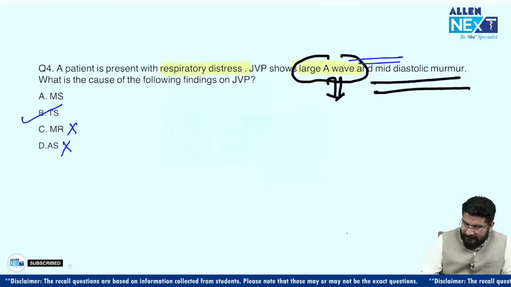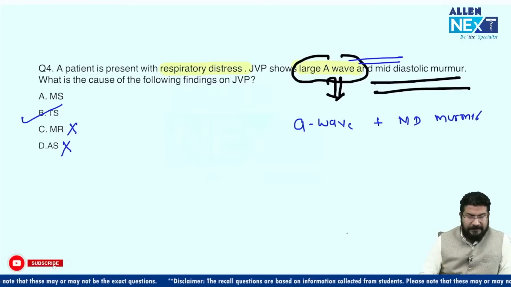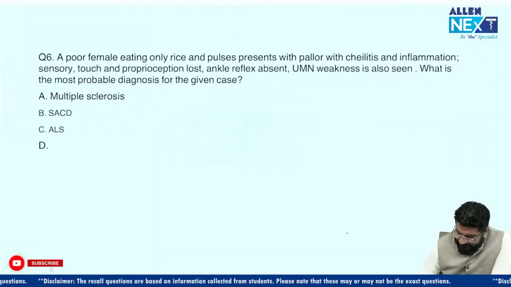Tricuspid stenosis, because there is a large A wave in the JVP along with a mid diastolic murmur. So this is seen in a patient of tricuspid stenosis. Okay, let us see the next question.